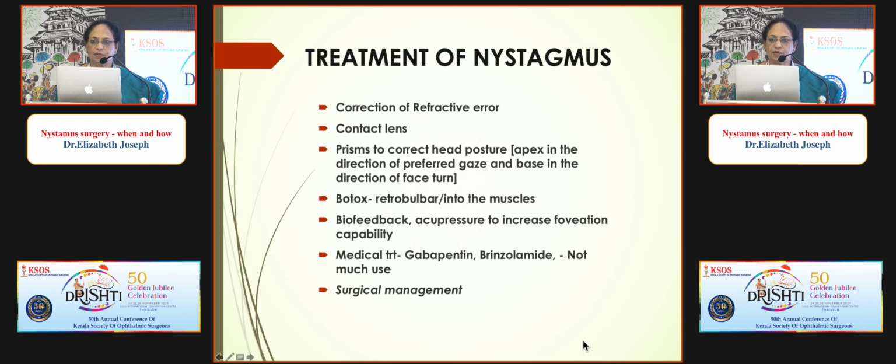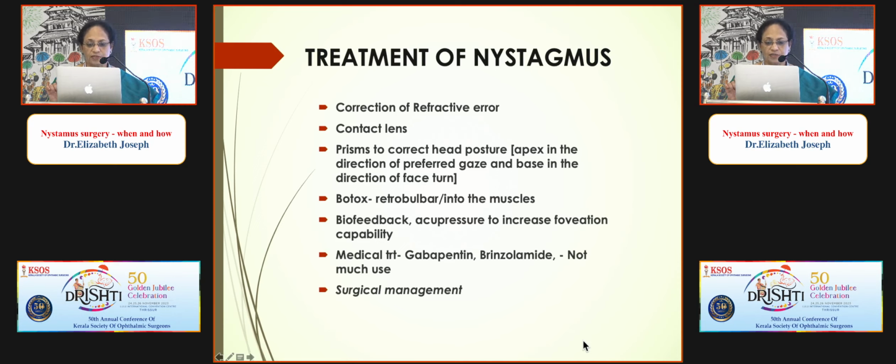Coming to the treatment, first and foremost, you correct refractive error. If there is a refractive error, contact lenses are superior to spectacles, because when the eye moves because of the nystagmus, the contact lens will be well centered. Whereas with a spectacle, the visual axis and the optical axis will not correlate, and hence contact lens is superior if there is a refractive error. If there is no refractive error, there is no point in giving contact lenses.